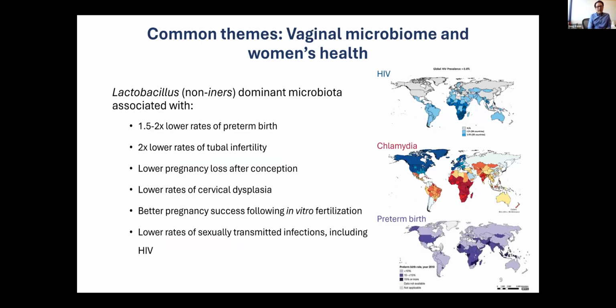And that, in general, having a Lactobacillus dominant vaginal microbiota is associated with more positive outcomes for a number of different reproductive outcomes. That includes decreased rates of preterm birth, lower rates of tubal infertility, lower rates of pregnancy loss, lower rates of cervical dysplasia and cervical cancer, better success with in vitro fertilization, and lower rates of other STIs besides HIV. And importantly, many of these adverse outcomes have a much higher burden within low and middle income countries. So a lot of us feel that having a way to more effectively and durably change the vaginal microbiome may have an impact on reducing a number of these really important adverse outcomes.